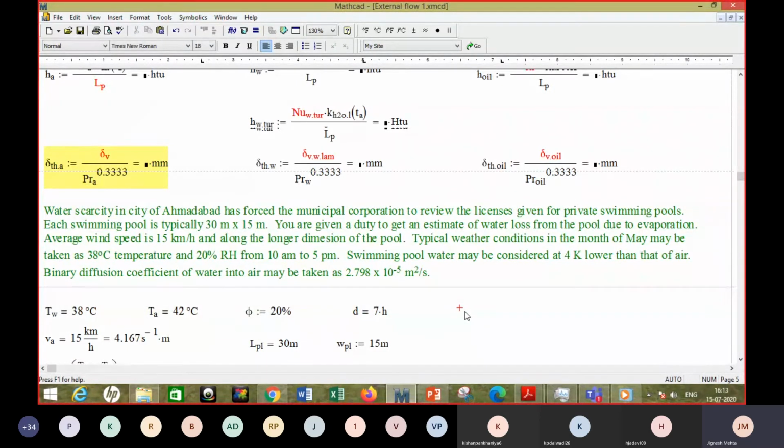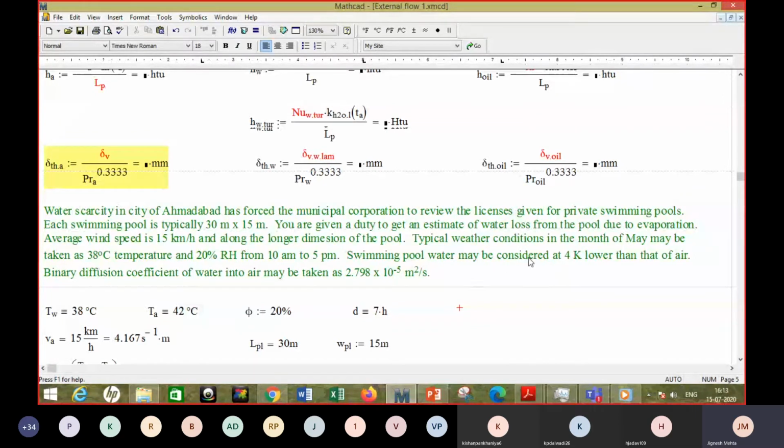The assumption is that this ambient condition remains the same throughout the day from 10 to 5, so that is 7 hours. You want to find out the loss in this period only, neglecting the loss in the remaining period. So there are certain assumptions, but still you want to get some estimate, so you have to make certain assumptions if you want to solve it quickly.